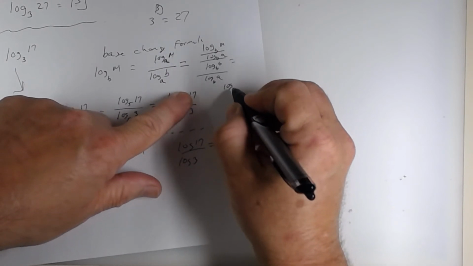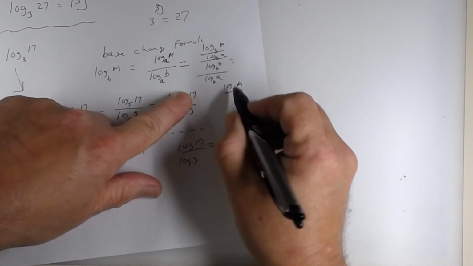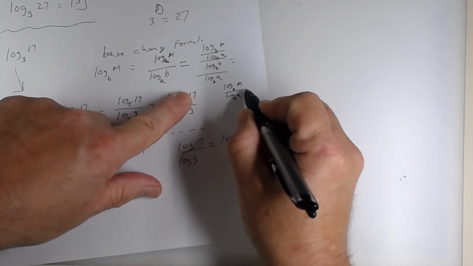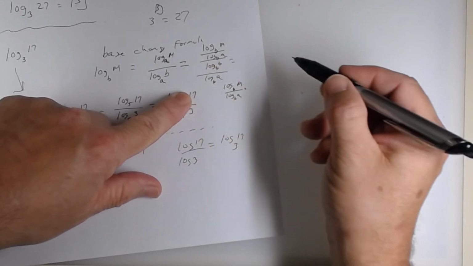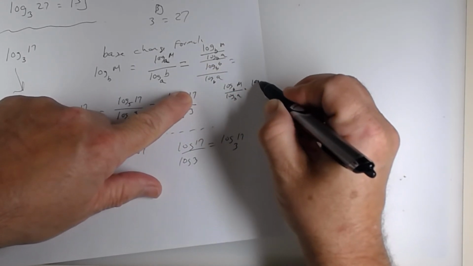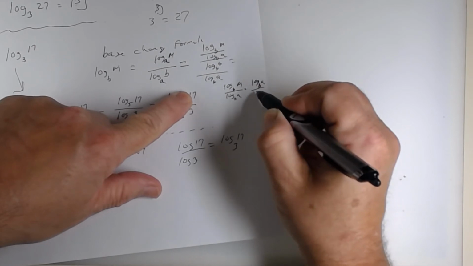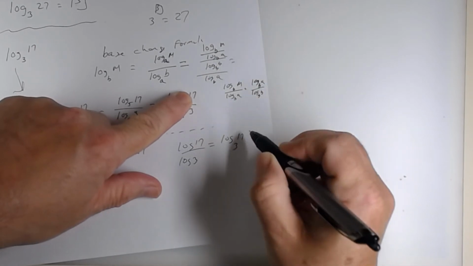So you have log base B of M divided by log base B of A, times the reciprocal of this, log base B of A divided by the log base B of B.